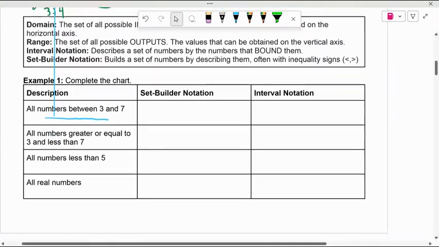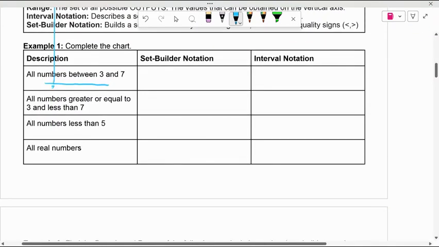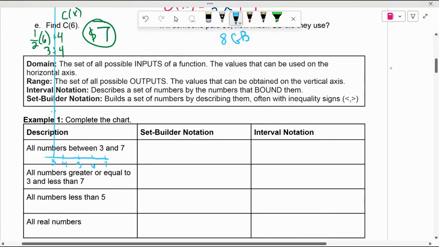Whoop. Don't know what happened there. So 3, 4, 5, 6, and 7. It doesn't say including them. So open circle, and then we shade in the middle. Knew that was going to happen.